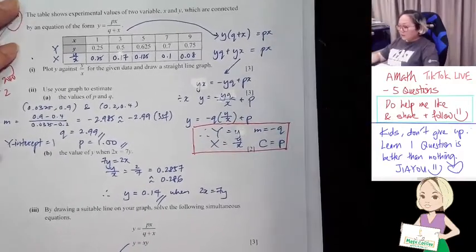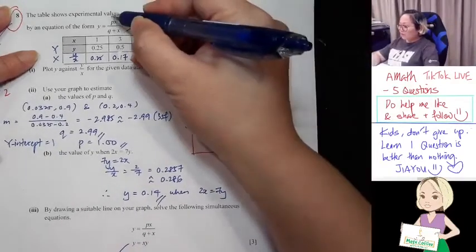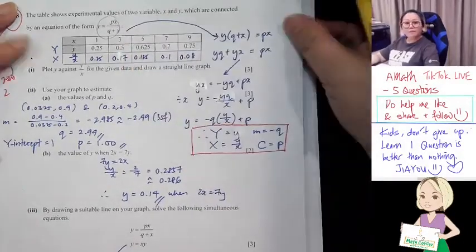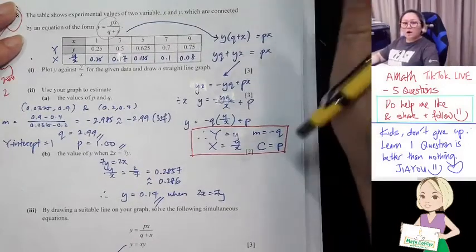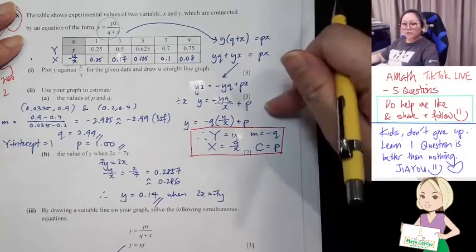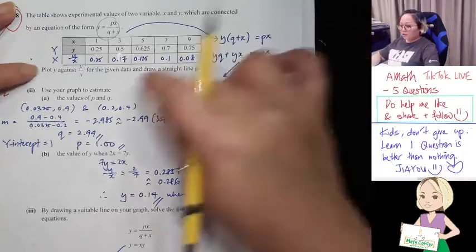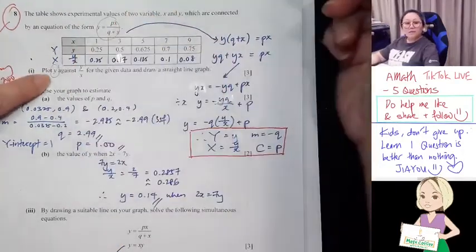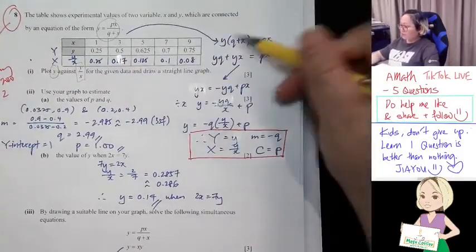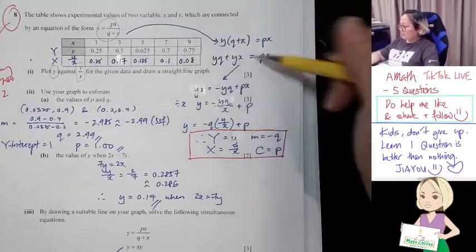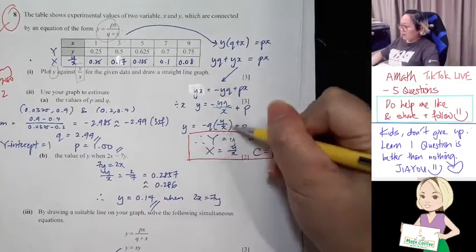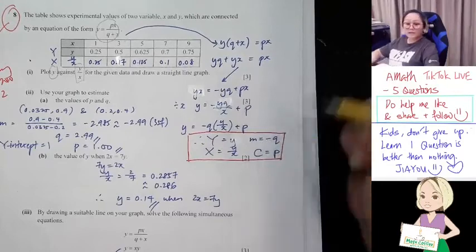See, the table shows... they will always give us the non-linear form. The first thing you do is always to massage your non-linear form into the linear form. But before you do that, you need to know what your big Y and big X are. In this question, my big Y is y, my big X is y over x. Then you massage the non-linear form until you have y over x as your big X, then you will know what is your gradient and C.